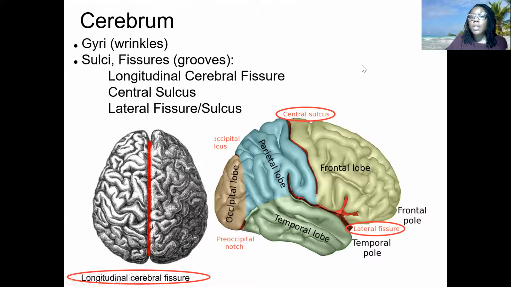The first one is called the longitudinal cerebral fissure. This is the central fissure that separates the left and right hemispheres of the brain. It goes right down the center. This is the exact area where the falx cerebri resides or lies.